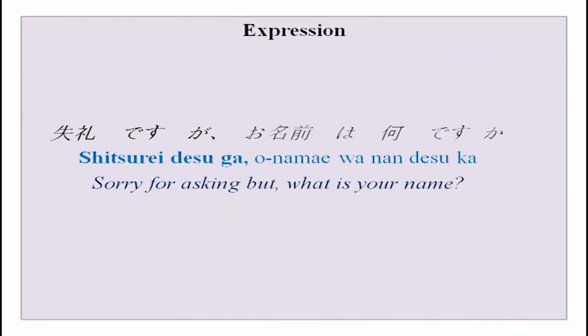A simple useful expression, we did this earlier, shitsurei desu ga. In our conversation just now, as I told you, shitsurei desu ga means: sorry for asking, I apologize for asking like this, but, and whatever is to follow is what you actually want to know. So, over here it is something different. Shitsurei desu ga, o namae wa nan desu ka?